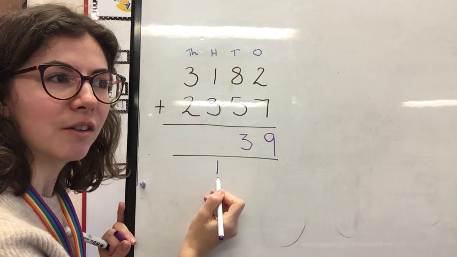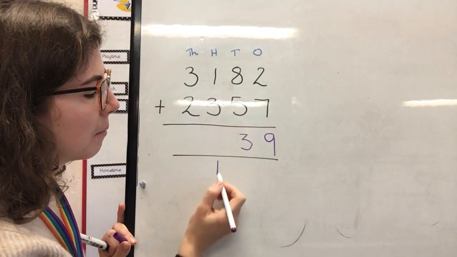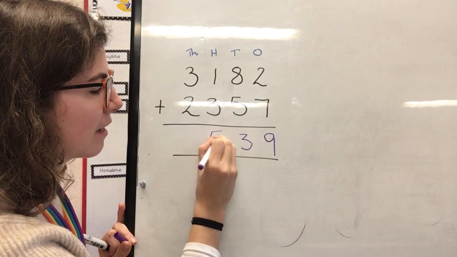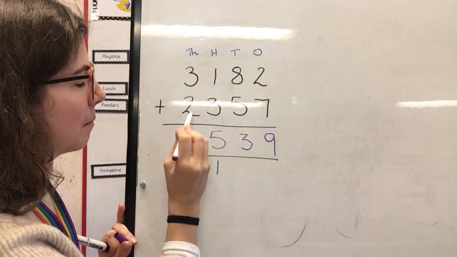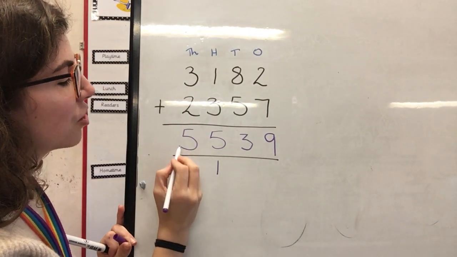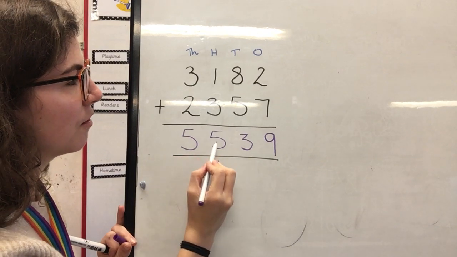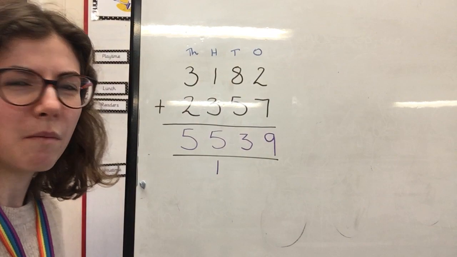need to add on that 100 that I exchanged. So 400 plus 100 gives me 500s. Then in my thousands column, 3,000s plus 2,000s gives me 5,000, which means my total is 5,539.